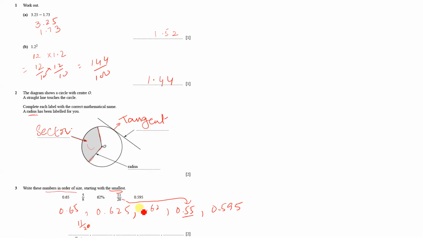Next is 0.595, and then we have 0.62, and this is 62%. So we'll write here 62%. And then we have 0.625, and that is 5 over 8. So let's write 5 over 8 here. And finally 0.65.